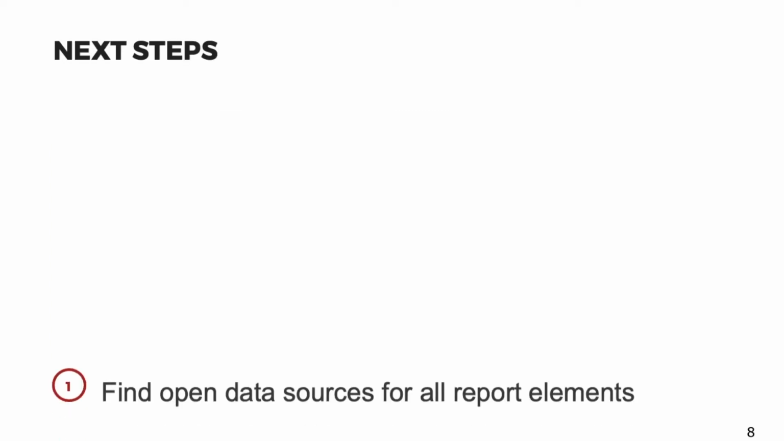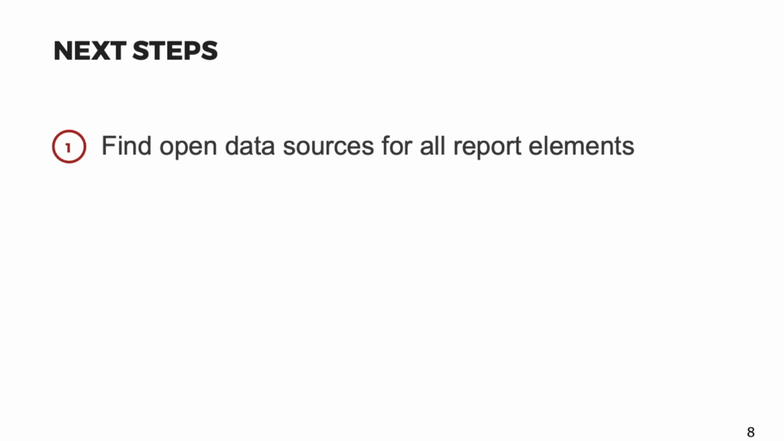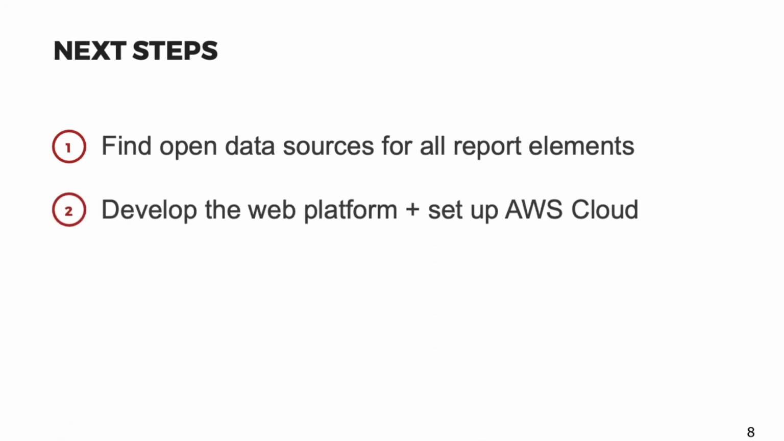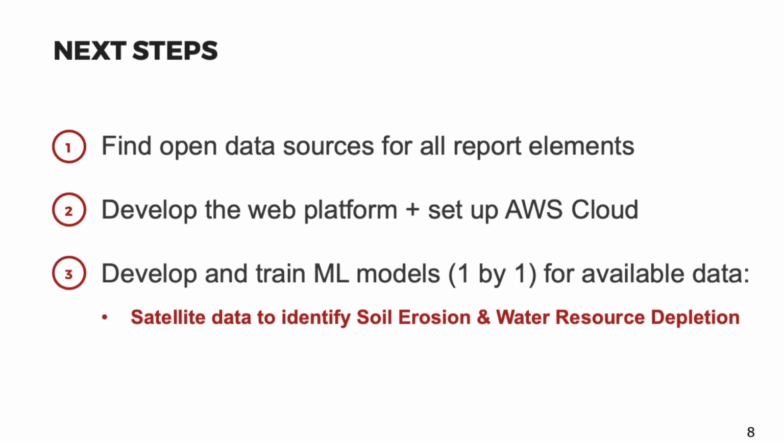As the next steps, we need to identify open source data for all report elements that Johanna needs. We also need to develop the platform and set up the AWS cloud. Meanwhile, we would like to continue developing and training machine learning models one by one for available data sources. The next one would be using satellite data to identify soil erosion and water resource depletion.